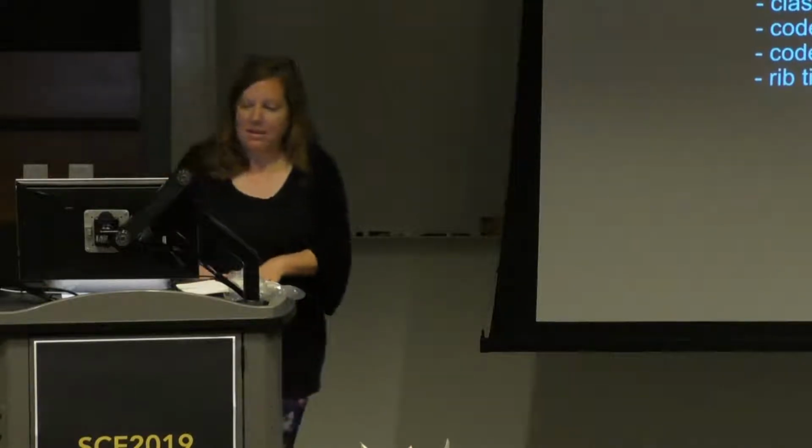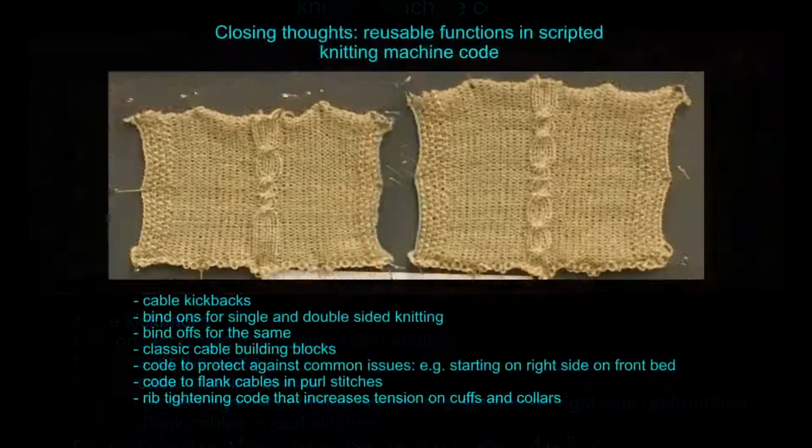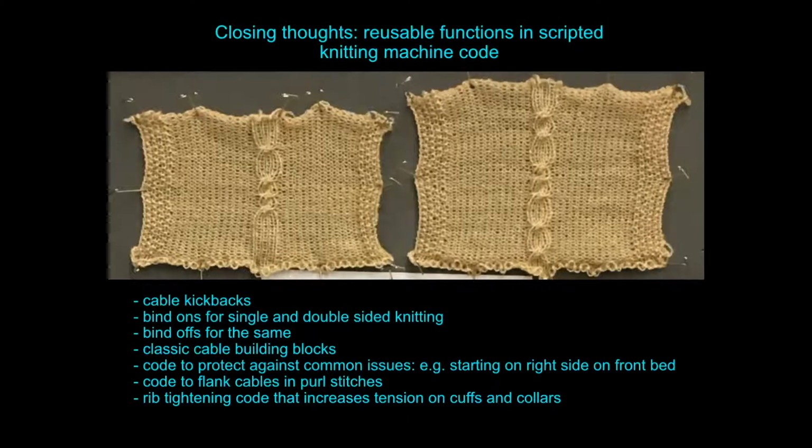It would be really nice to have some more reusable functions in scripted knitting machine code, and I'm sure that's where we're headed in the future, now that we have more people that have access to an industrial knitting machine, or more people that are going to have access to a prosumer knitting machine like the Knitterate. We're going to be able to have these chunks of reusable code that hopefully we can use as building blocks. So things like cable kickbacks to release stress on cables, bind-ons for single and double-sided knitting, bind-offs for the same, classic cable building blocks, code that protects against common issues.